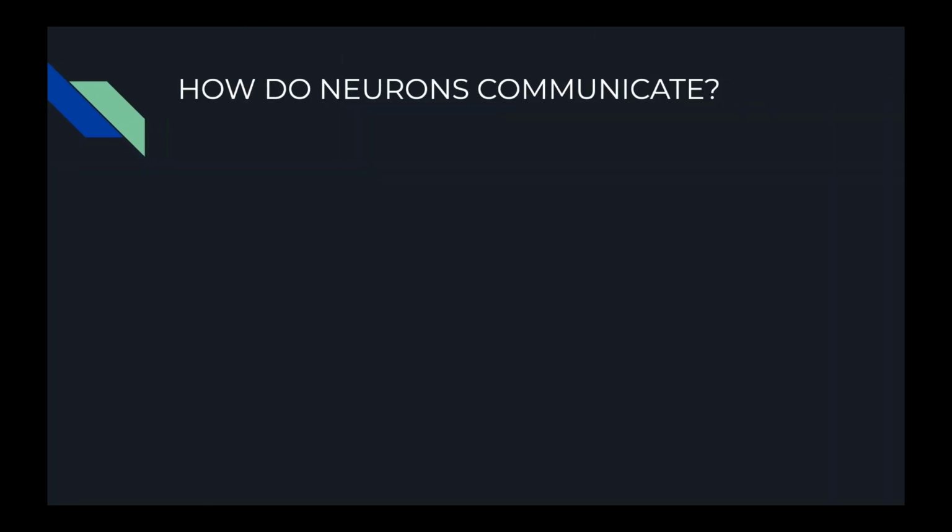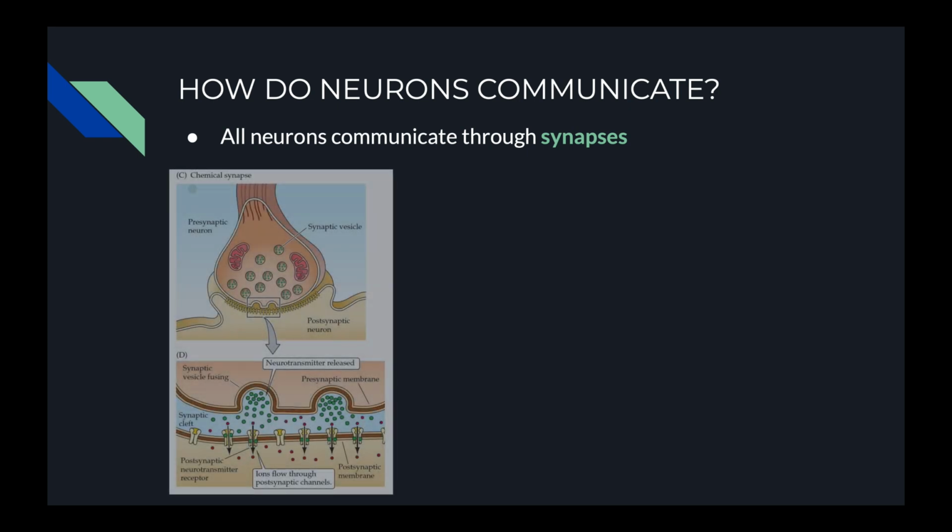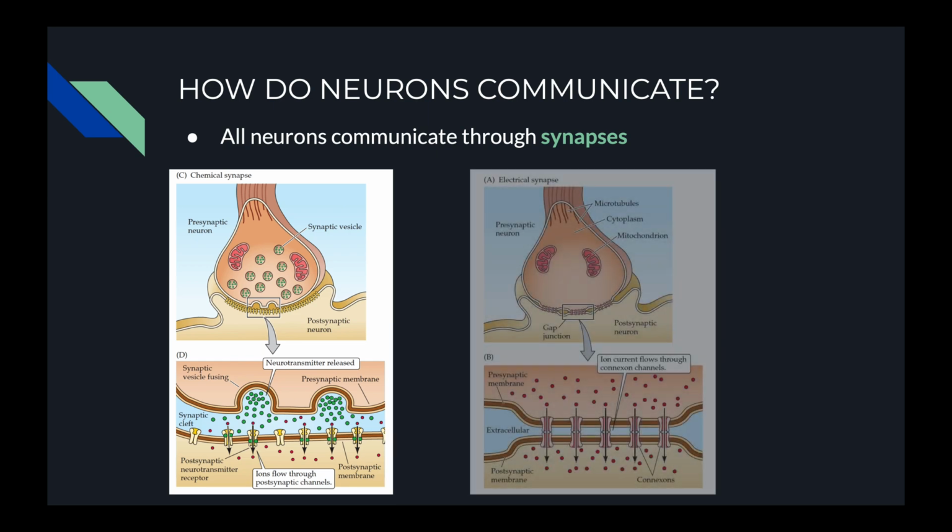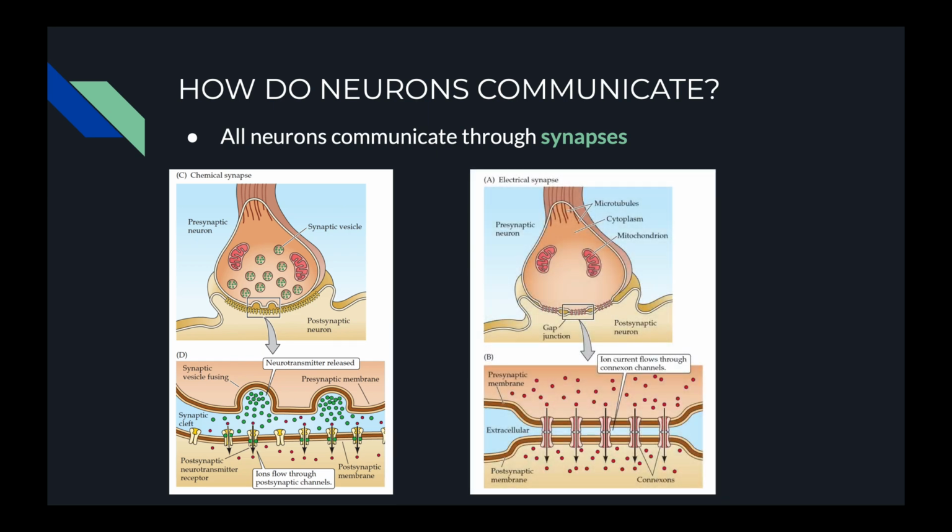Let's start with how neurons communicate with each other. All neurons communicate through synapses, which are small junctions between nerve cells. Synapses can be chemical or electrical. In chemical synapses, small chemical signals called neurotransmitters pass from one neuron to another and transmit information. In electrical synapses, ions pass from neuron to neuron to carry information and commands.